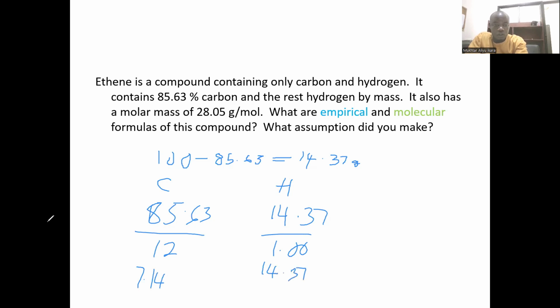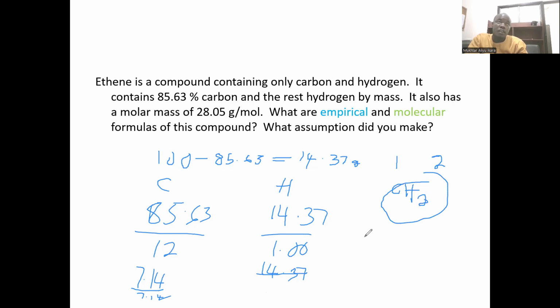And then if you now take that of hydrogen, we are going to have 14.37. So between this one and this one, which one is the smallest? Of course, it is the 7.14. So now after we take this, we divide it through by 7.14. At the end, we are going to have the ratio of carbon to be 1, and of course the ratio of hydrogen to be 2. So at the end, we are going to have CH2, which is the empirical formula. So this is another way of doing the calculation.